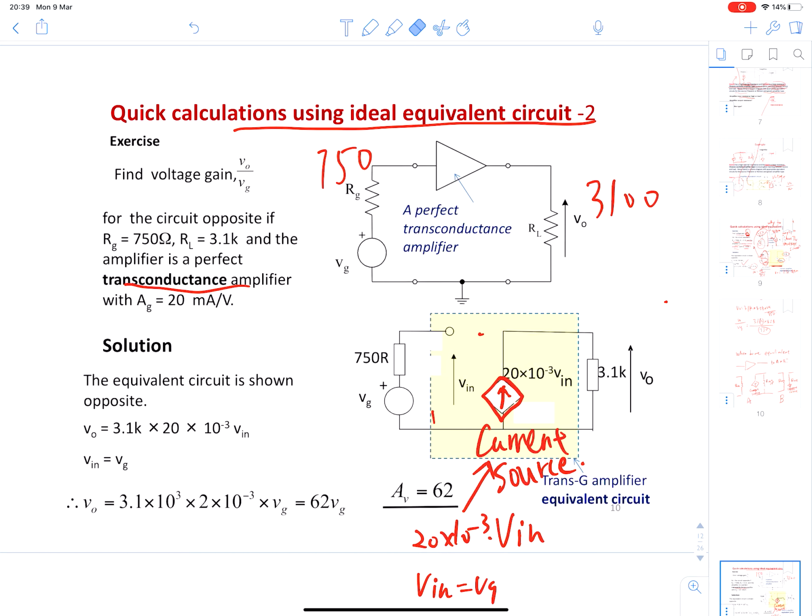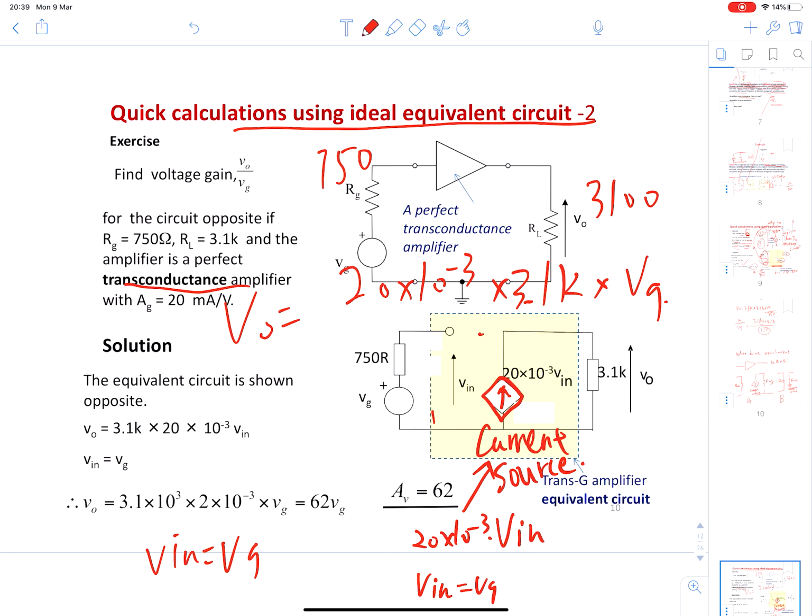That is just the R out. V in equals VG, and V out is going to be 320 times 10 to the power of 13 times 3.1K times VG.